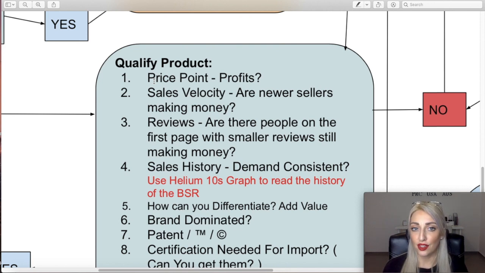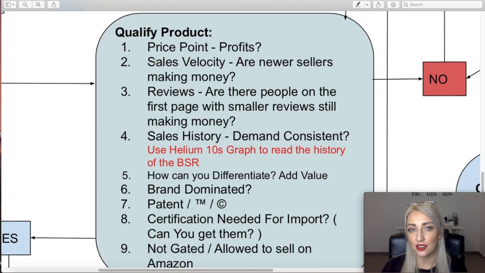So the first thing is, is there money to be made profit-wise? And what I mean by that is, firstly, the price point. We'll talk about profits a little bit later, more in depth. The second thing is sales velocity. Are newer sellers actually making money? Is there sales velocity here? You can use the Helium 10 Chrome extension to see the sales velocity.